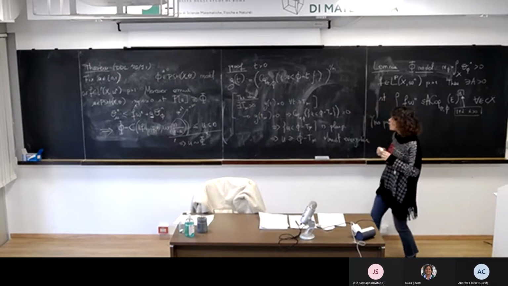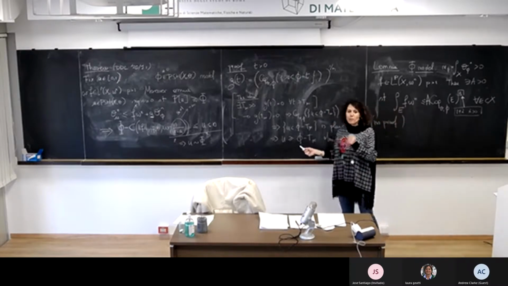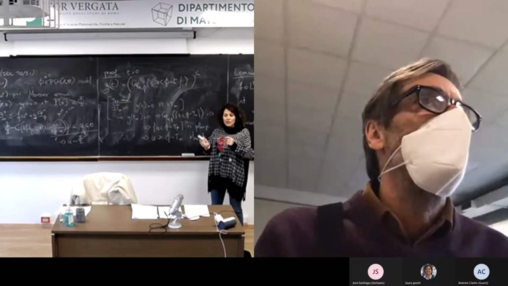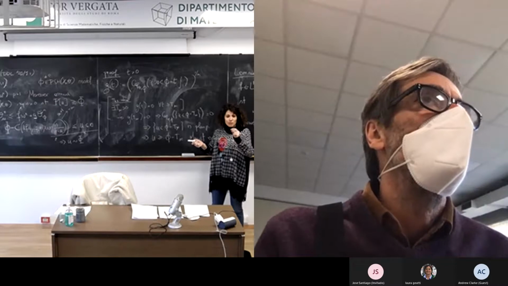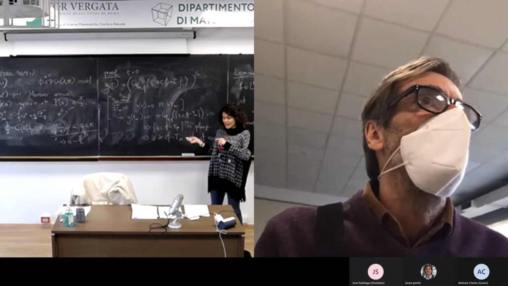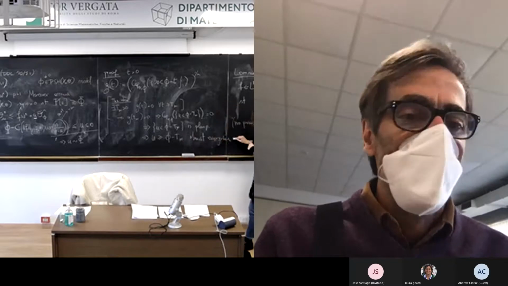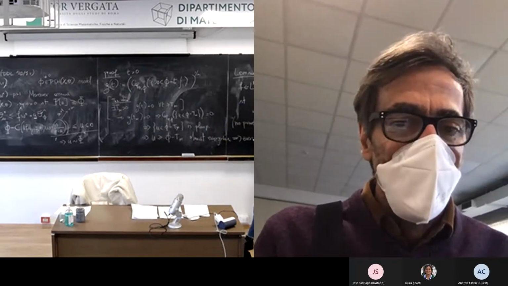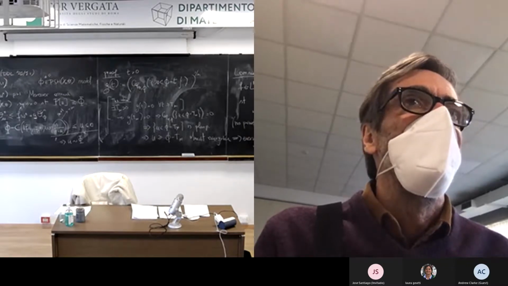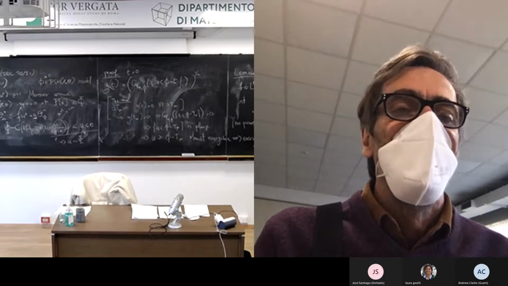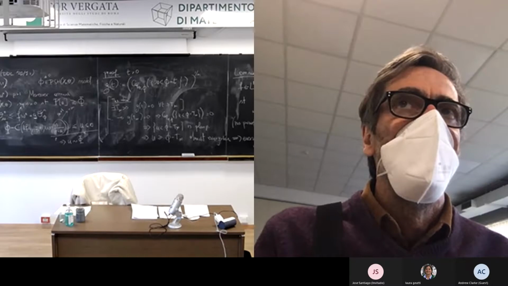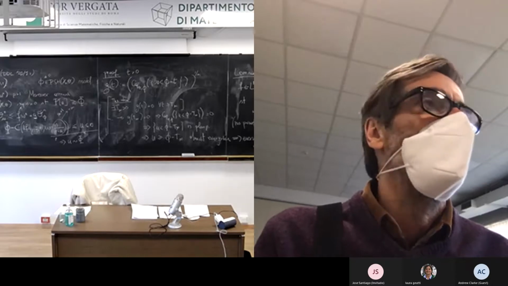But you have to believe me, u and capital phi are both theta plurisubharmonic functions. And for theta plurisubharmonic functions, almost everywhere means everywhere, because they are both upper semi-continuous. So the upper semi-continuity is going to tell us that almost everywhere implies everywhere, because u and phi are upper semi-continuous, okay?